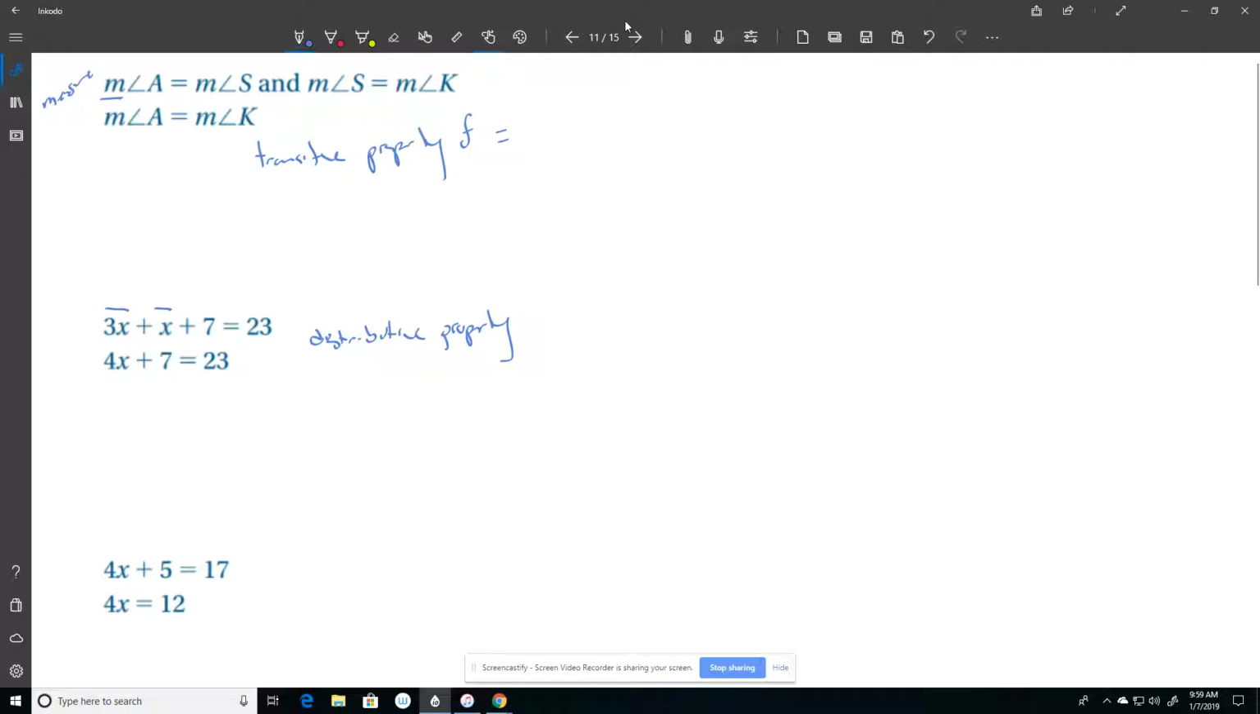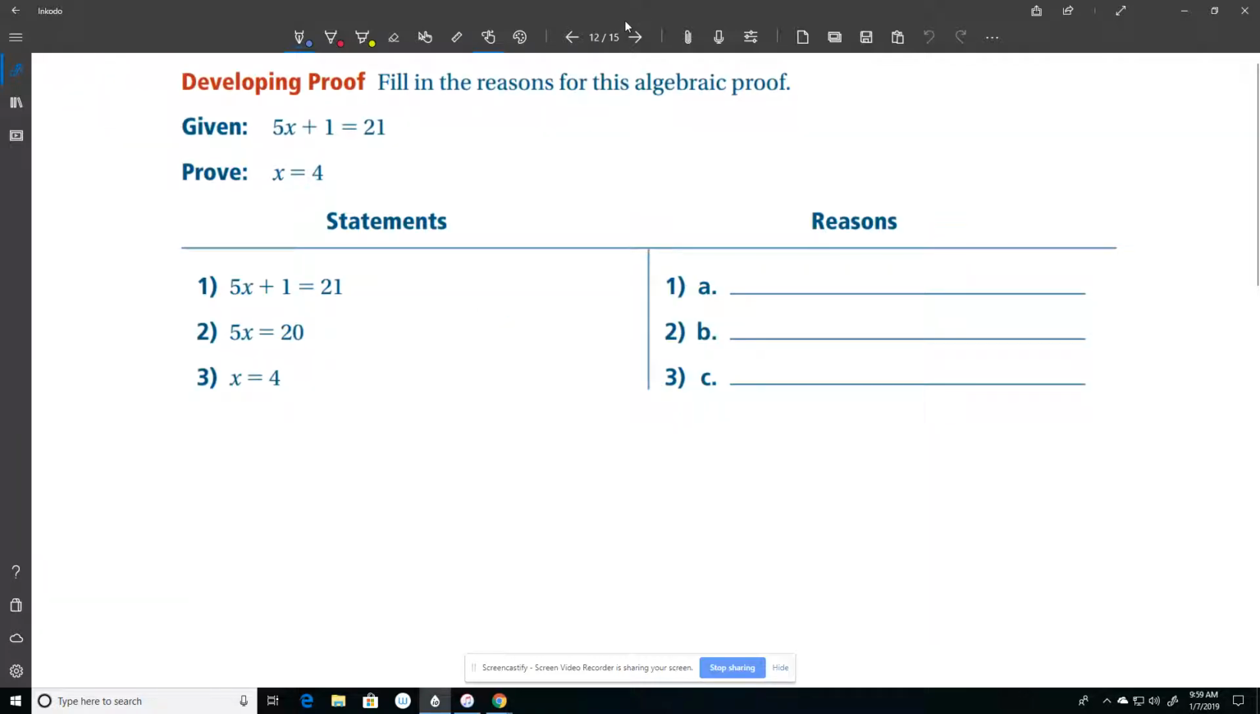The last one, 4x plus 5 equals 17. Then I get to 4x equals 12. Well, I got there by subtracting 5 from both sides. So that would be the subtraction property of equality. So the math hasn't changed. You just have to give each step that you do a name.